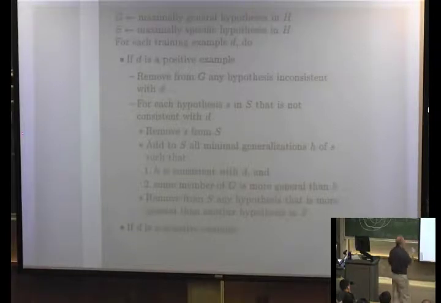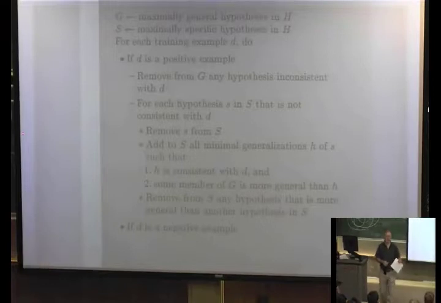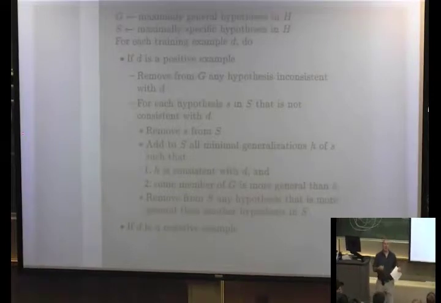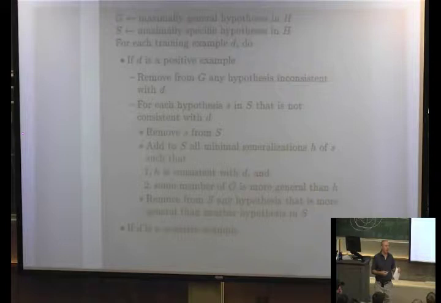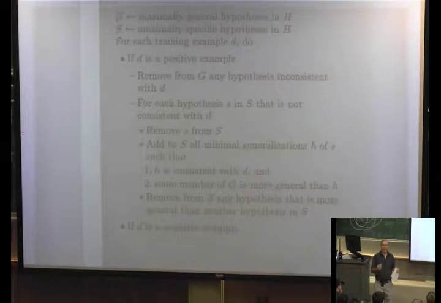So when would it happen that G would be inconsistent with the training example? Since the training example is positive, it would happen if some member of G fails to include that training example, fails to say yes to it. Then out it goes. So G might become smaller.